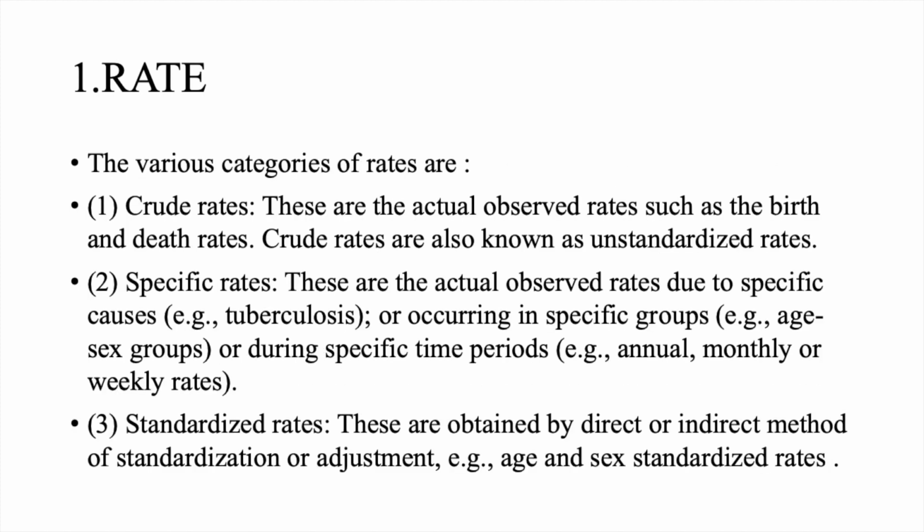The various categories of rates are crude rates. These are the actual observed rates such as birth and death rates. Crude rates are also known as unstandardized rates. Specific rates. These are the actual observed rates due to specific causes like tuberculosis or occurring in a specific age group, or sex groups, or during a specific time period, for example annually, monthly or weekly. Standardized rates. These are obtained by direct or indirect method of standardization or adjustment, for example for age, sex.